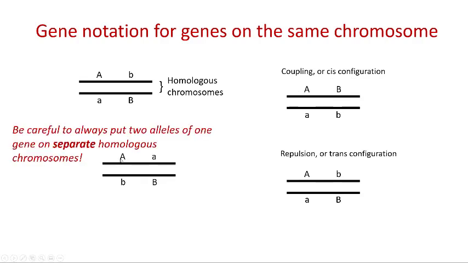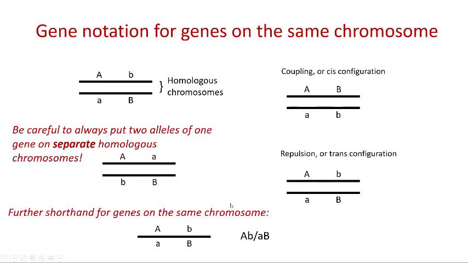One thing to be careful about, sometimes I see students putting the two alleles of one gene, big A and little a, together on one chromosome. That would never happen. You always have the two A alleles on separate homologous chromosomes. A further way to write the arrangement of these chromosomes is actually just to put one line between the two, which indicates that the big A is together with big B, or else even just put a slash. So here we're organizing the two alleles that are together on one chromosome before the slash, the other two after the slash.